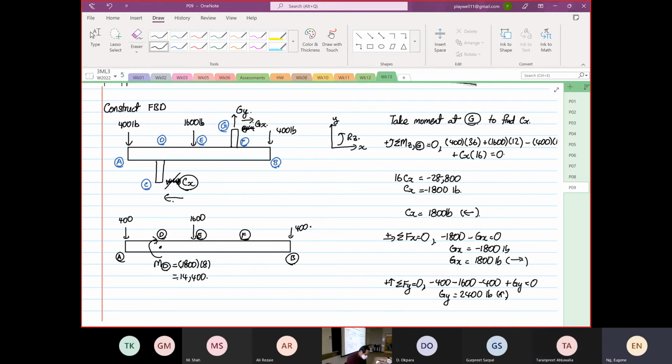Okay. And it's going to induce a horizontal reaction, which will not affect. So this horizontal reaction is 1800, right? It will not affect our shear force diagram. Does that make sense now? It is because this 1800 that you see now is inducing on the what? This is where we have our so-called centroid.